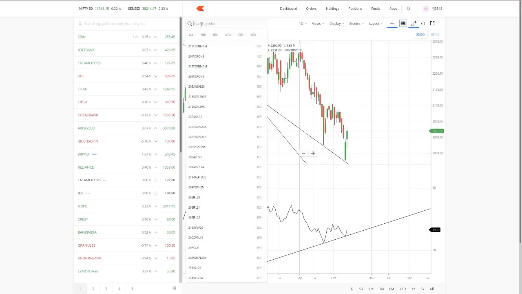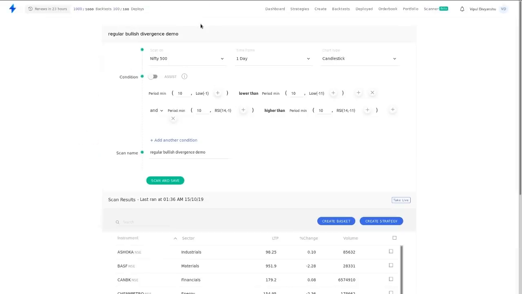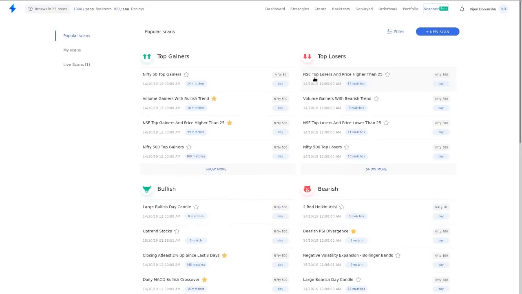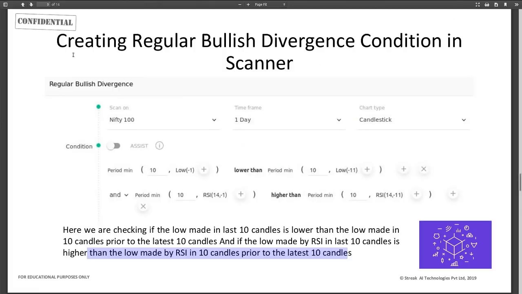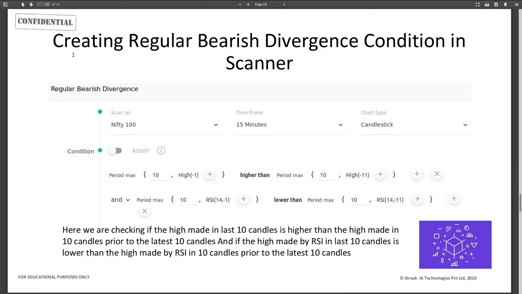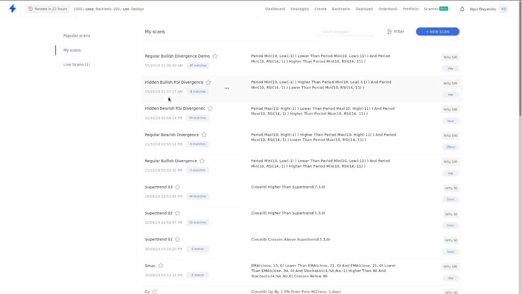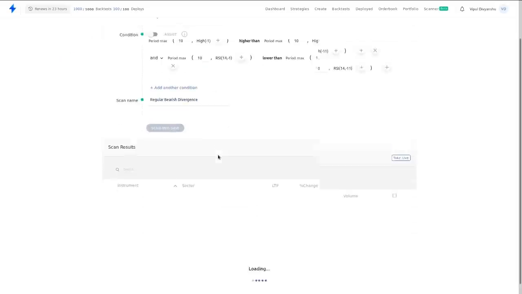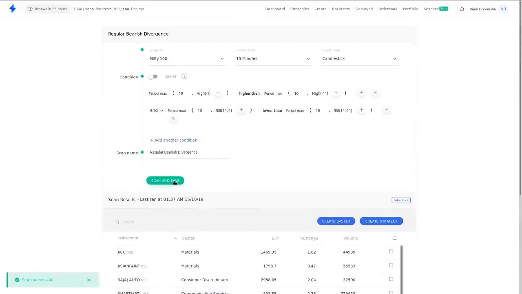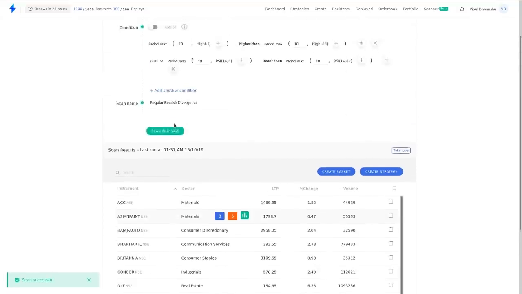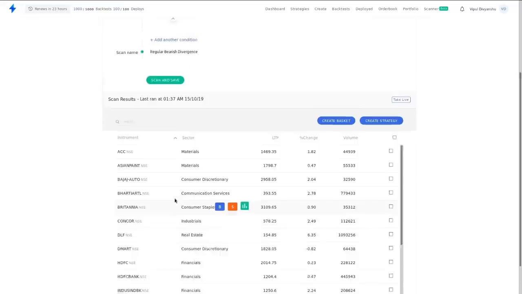So this is the first one which we have created. Let's quickly look at the other ones which we had covered. So how to create a bearish divergence? Here you are trying to identify the higher high being formed by the price, whereas the indicator is forming a lower high. I already have it created here for time saving purposes. Let's click on this and run the scan. So we can quickly see that a bearish divergence is formed by a lot more stocks.